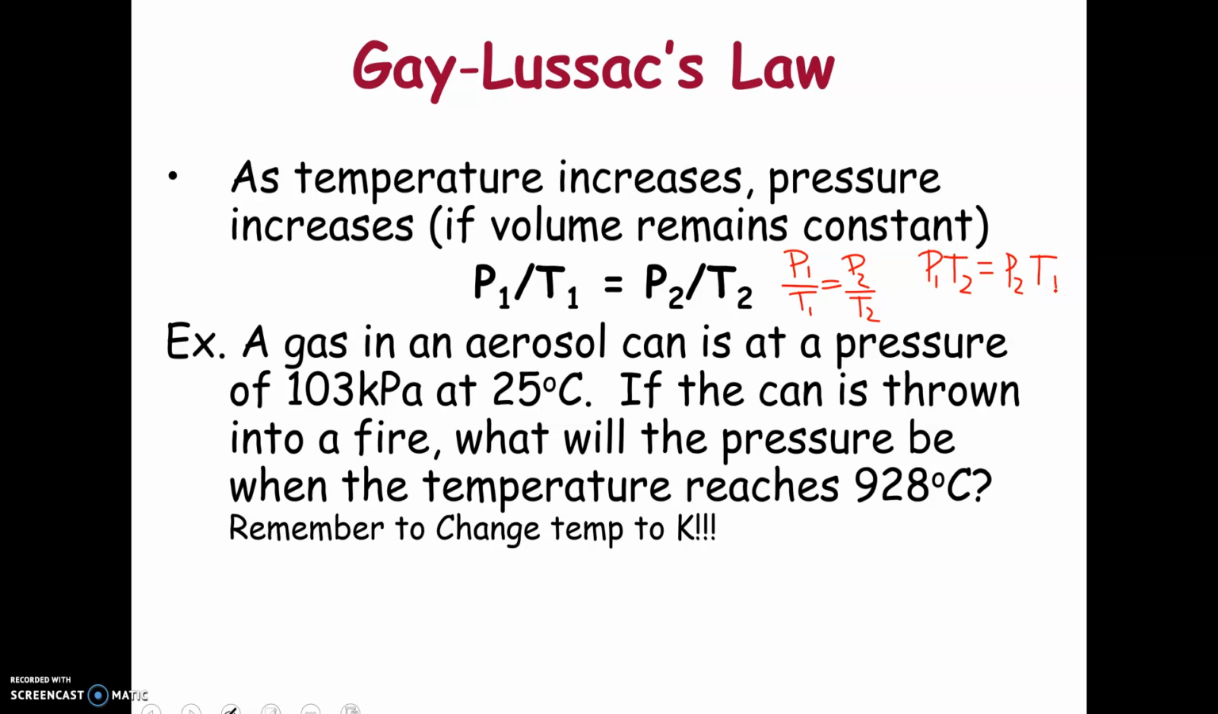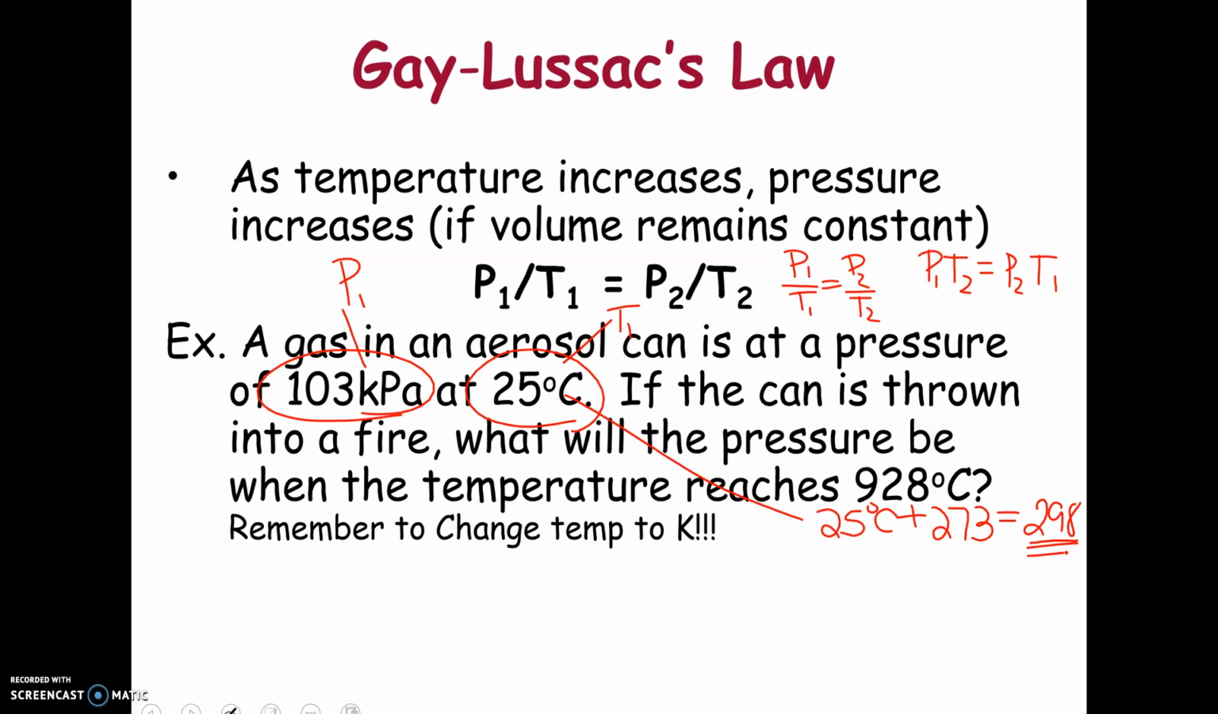So let's take a look. So we have a pressure of 103 kPa. So this is a P1. At 25 Celsius, this is a T1. But be careful on this one. We need to change it to Kelvin. So to change to Kelvin, you add 273 to your Celsius temperature, which would make this 298 Kelvin. If you use Celsius, you will get the wrong answer. So make sure that you change to Kelvin.